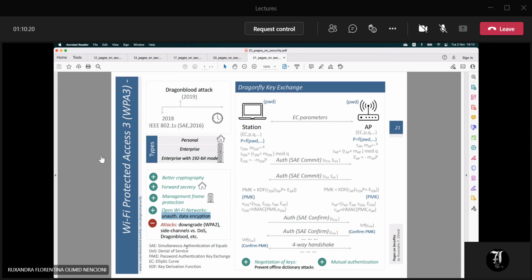And it might seem strange, right? But it is for open Wi-Fi networks. What is an open Wi-Fi network? A Wi-Fi which doesn't require a password to enter. Yes. So it's open for everybody.